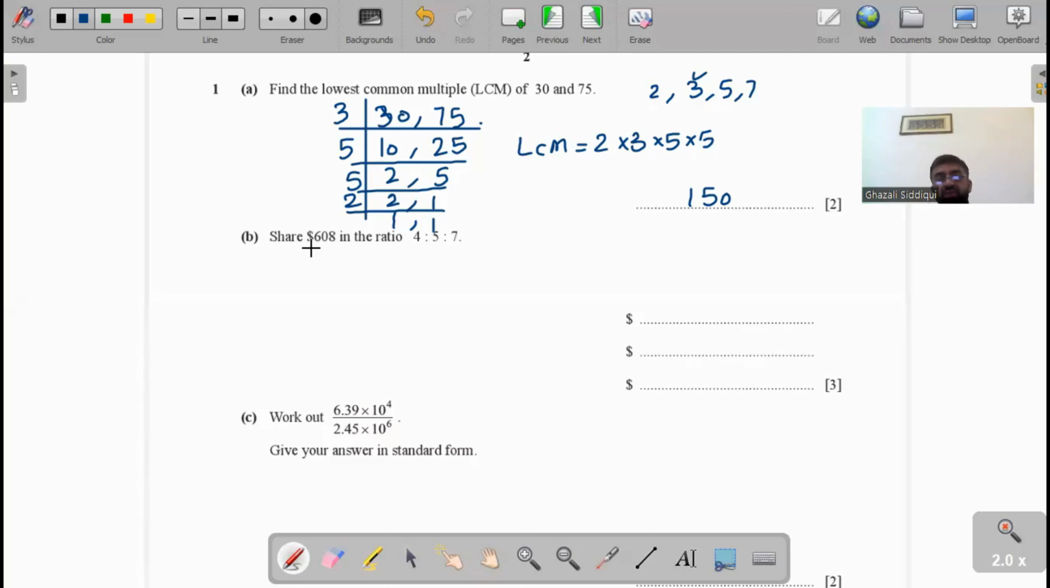Now part B: share 608 in the ratio 4 : 5 : 7. In this question we have to divide this amount into 4, 5 and 7 parts. The total parts of this ratio we check: total parts equal 4 plus 5 is 9, 9 plus 7 is 16. Therefore we have to divide 608 into 16 parts.